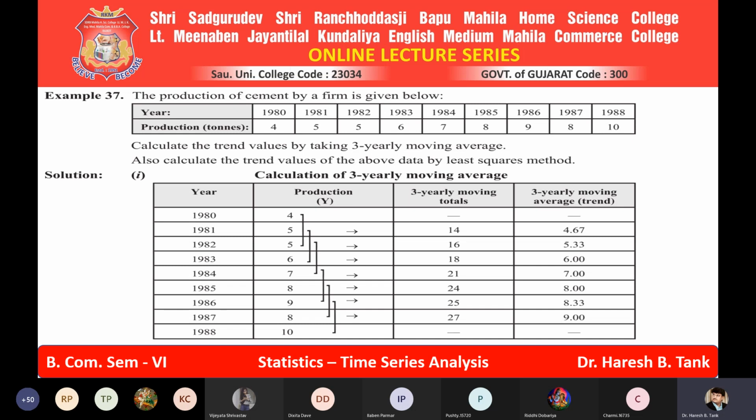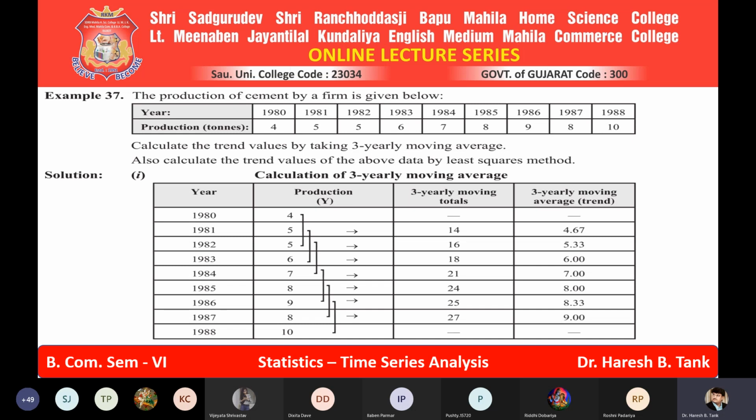So you have to write it against 1981. Here you can make 2 columns if you require so, or else you can do it directly. Even directly a trend value can be found. Here they made 2 different columns: one was for the total and the second was for the average. So here you can make a sum. 4 plus 5 becomes 14. You have to put it against 81.